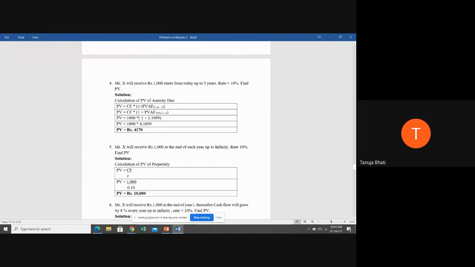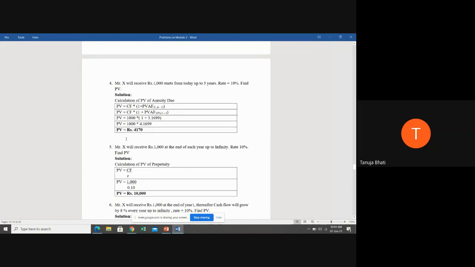So to this 3.1699, we have to add 1. This is only in case of annuity due, students. The only difference between annuity due and deferred annuity is, in deferred it is only cash flow multiplied by present value annuity factor. But in case of annuity due, you have to add 1, and from n you have to minus 1. So 3.1699 plus 1 is 4.1699. 4.1699 into 1000 will give you rupees 4,170 as your present value.